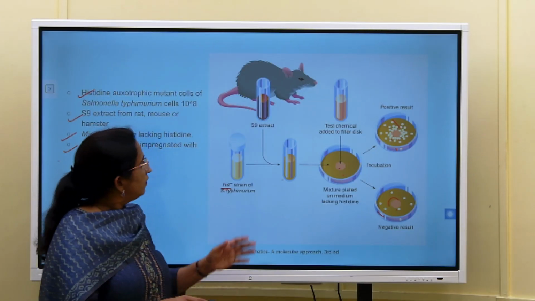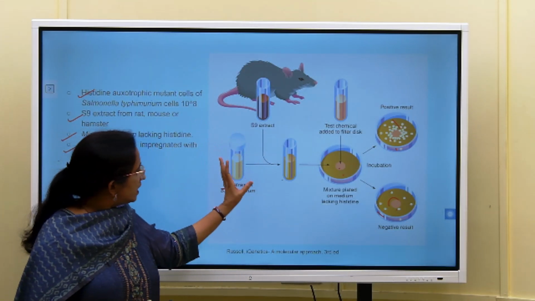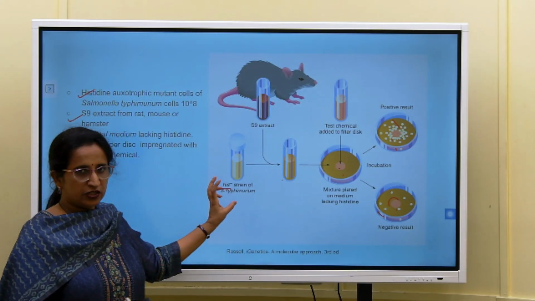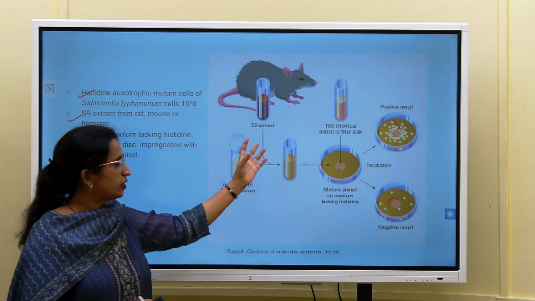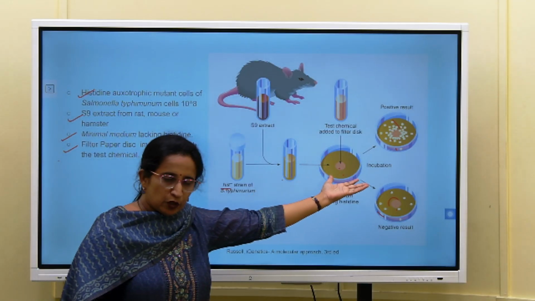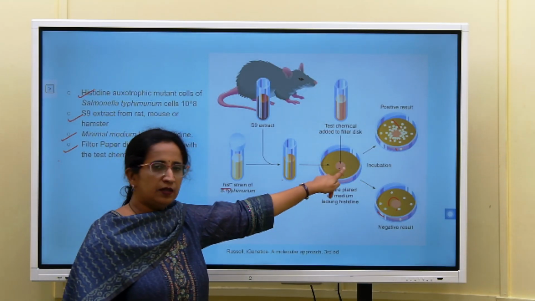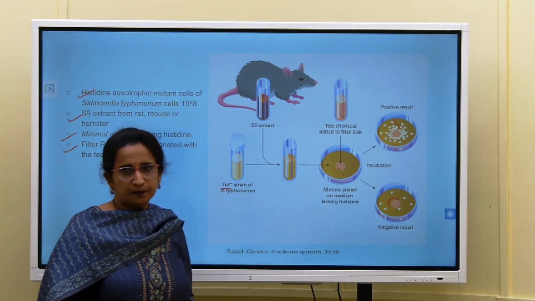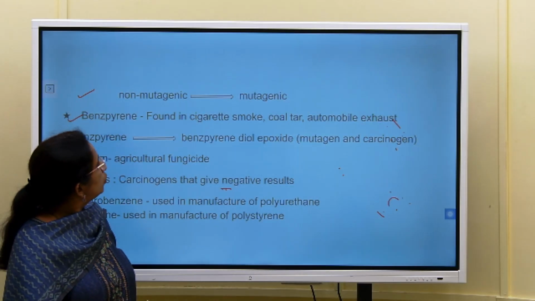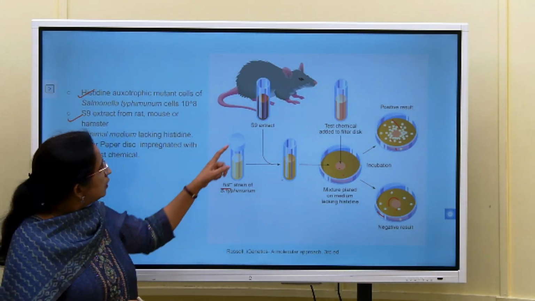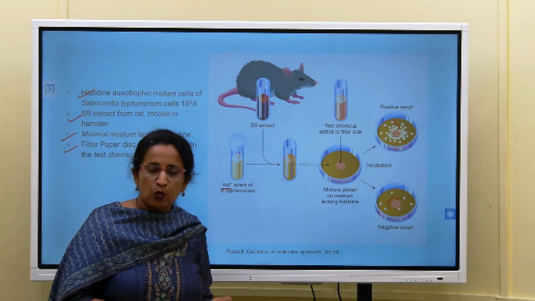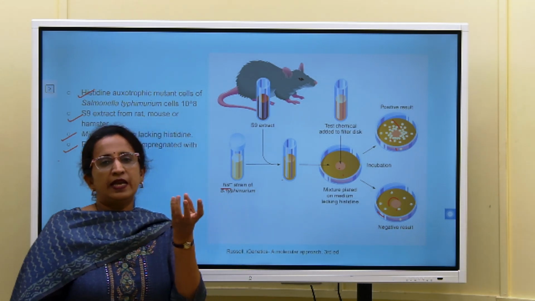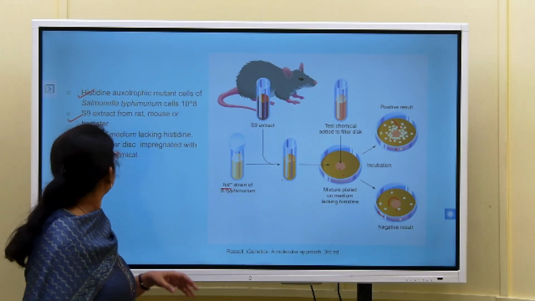So very simply, you have to just take the culture, histidine minus strain, mix it with S9 extract, swab it on the plate, put your chemical on the plate, and look for any colonies growing on the minimal medium. Now we come to what is the use of this S9 extract? Why have we added liver extract from rat and mouse?